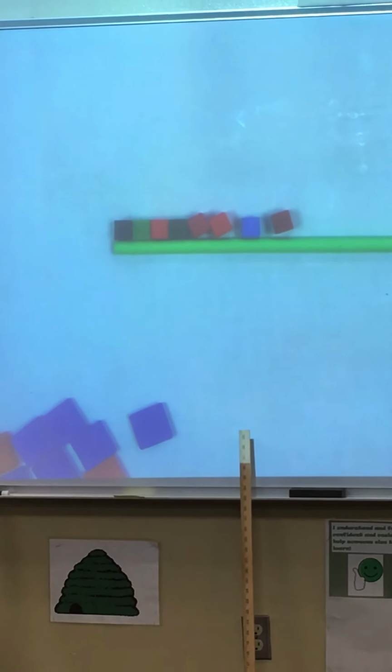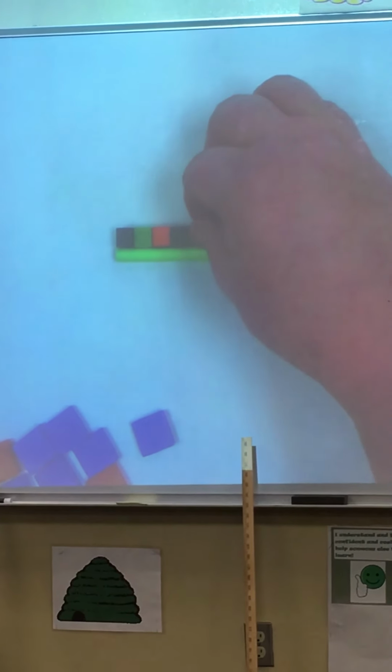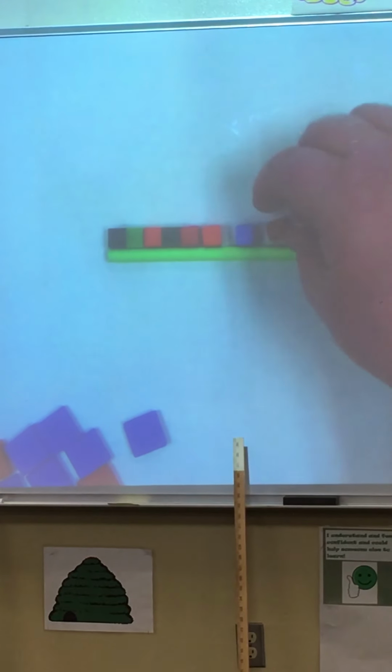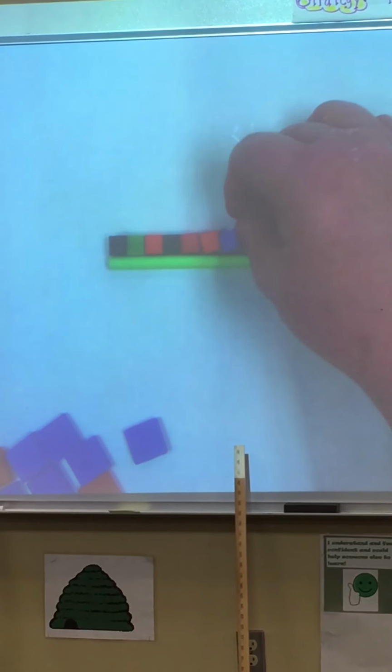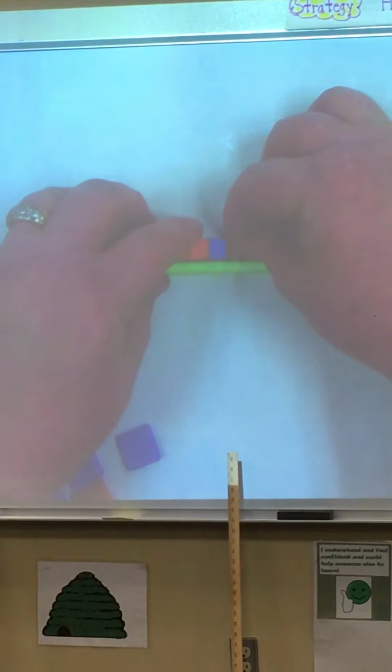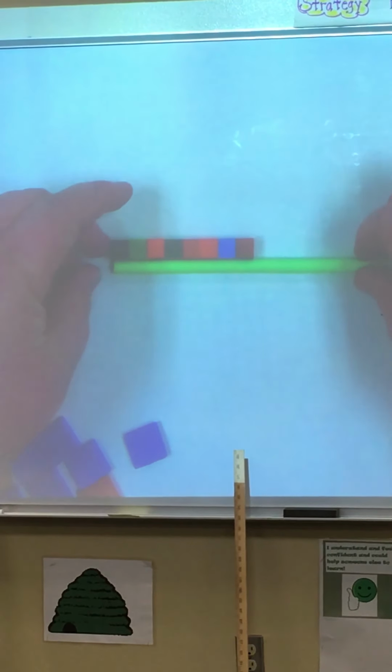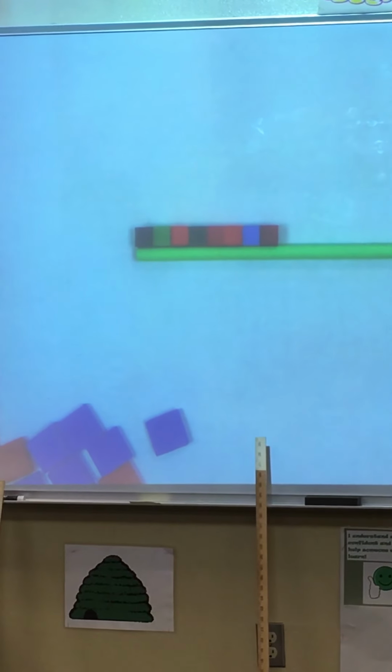Oh, thank you, Miss Hill. Oh, I have to touch them. They have to be butted up against each other and touching. And wow, since that's a bigger item, I don't know that I would use centimeters to measure that. That's going to be a long measurement there. A lot of counting.